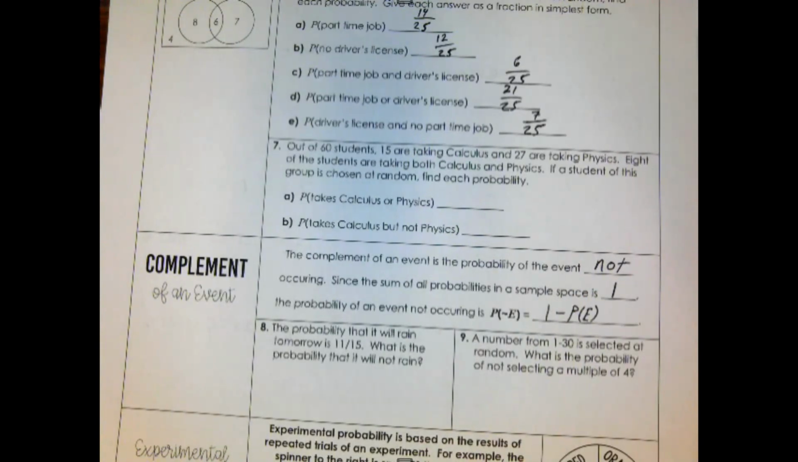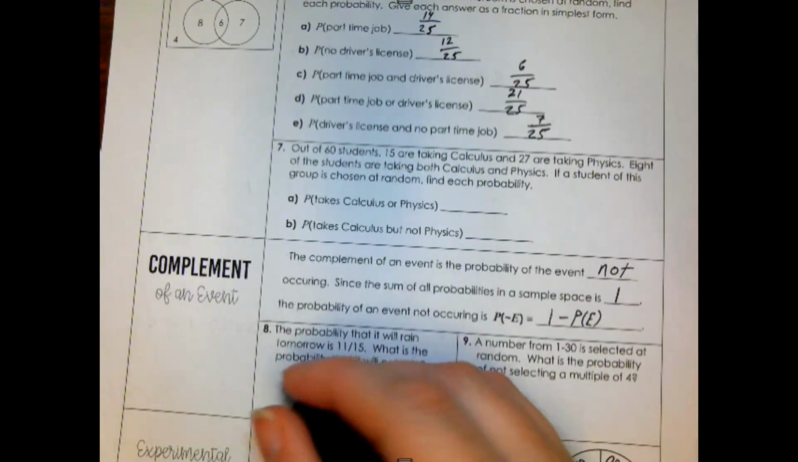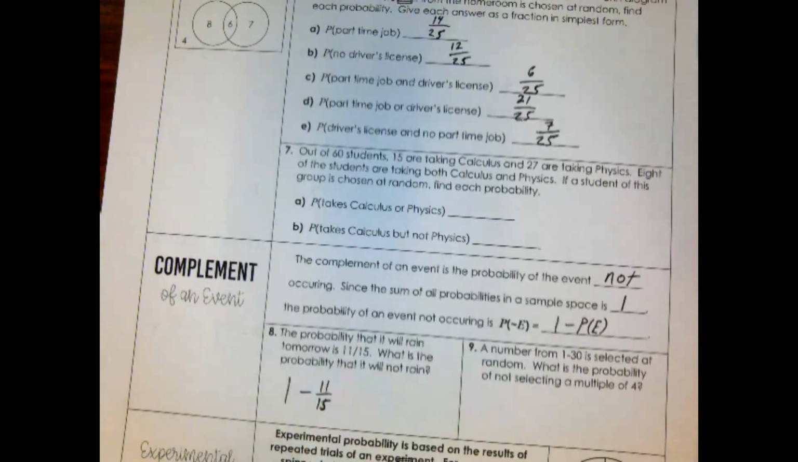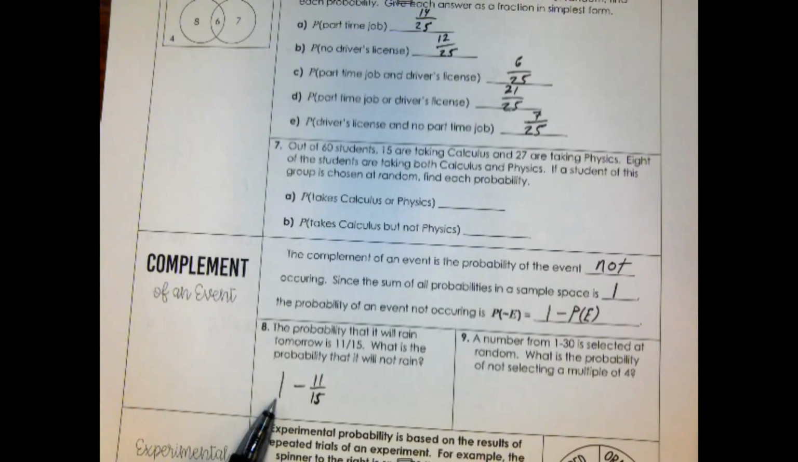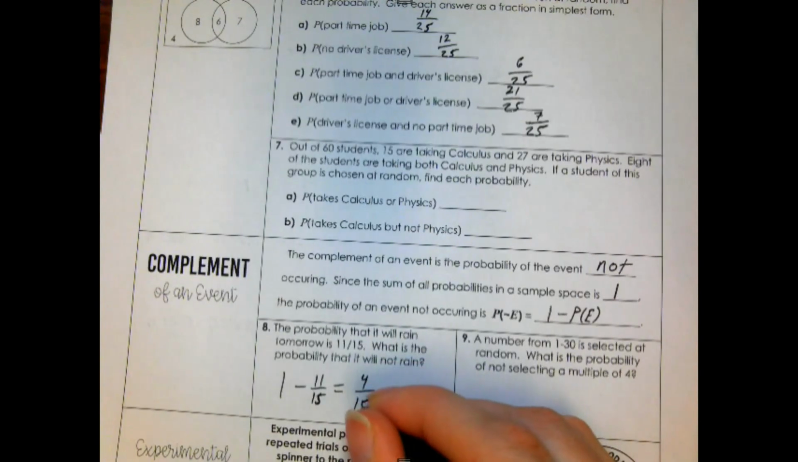So for example, the probability that it will rain tomorrow is 11 out of 15. What's the probability that it will not rain? 1 minus 11/15. Remember, 1 of the fraction can be any fraction that's the same on the top and the bottom. So 15 over 15. 15 minus 11 is 4. So 4 out of 15 is the chance of that not occurring.